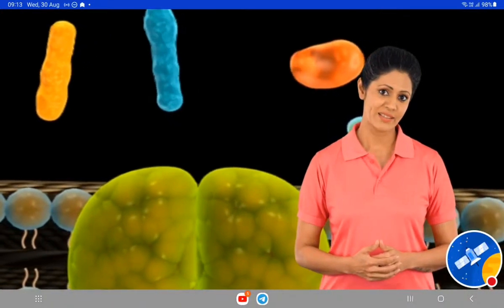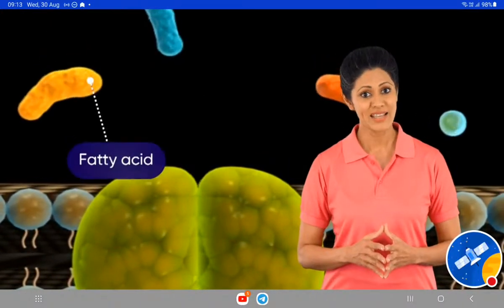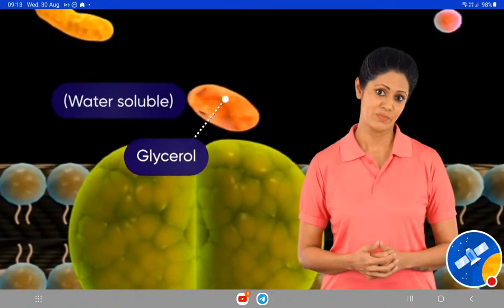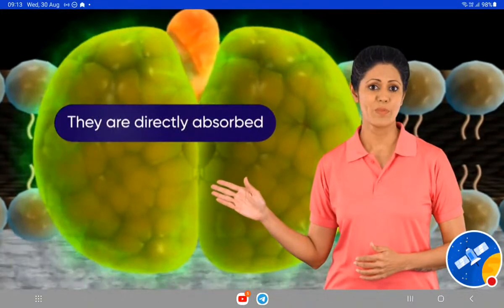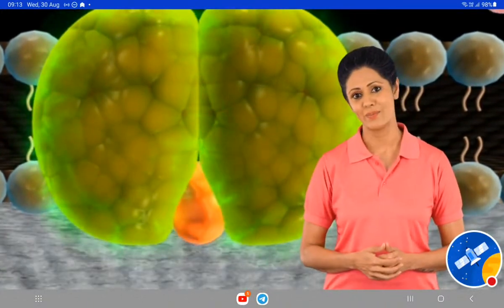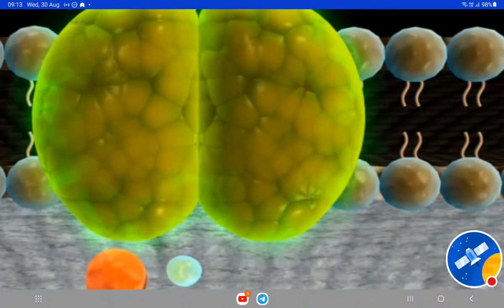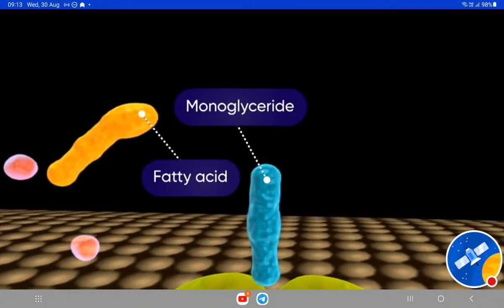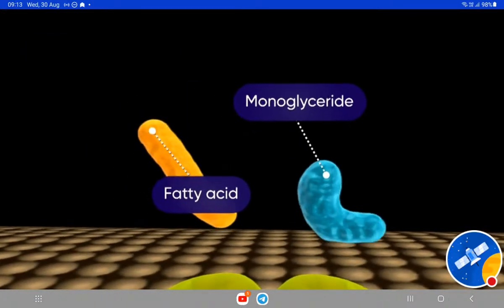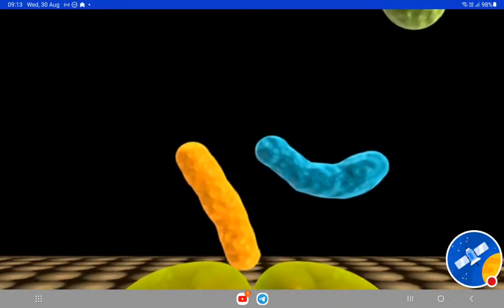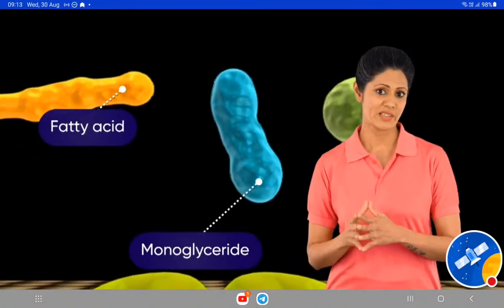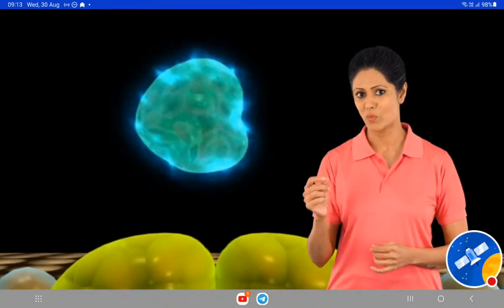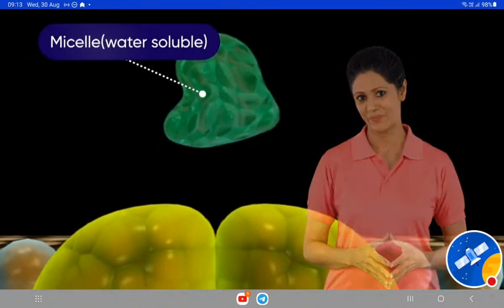The digested fats include monoglycerides, fatty acids and glycerol. Glycerols are water-soluble, so they are directly absorbed by the mucosal cells of the intestine. The long chain of fatty acids and monoglycerides are insoluble in water in the intestinal lumen. Fatty acids, monoglycerides and bile salts aggregate to form water-soluble molecules called micelles.